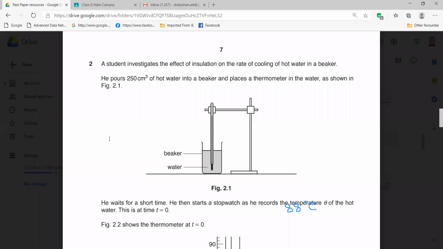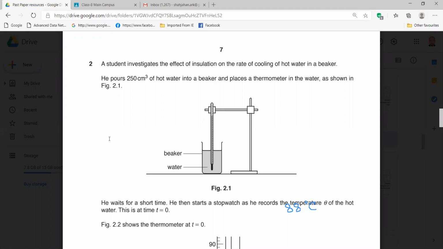Sir, he waits for the thermometer to absorb the heat. He waits so that he does not take the reading later. Let me give the answer. Guys, let me try first, please.